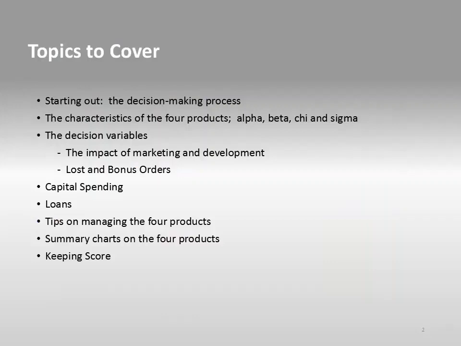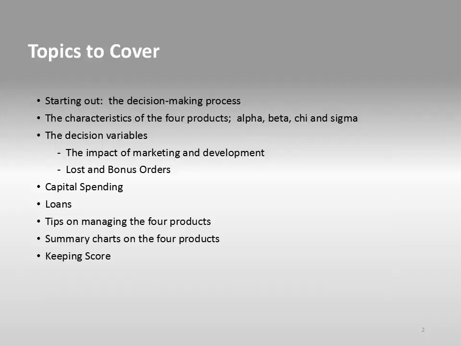The topics that we'll cover are, first, we'll look at the decision-making process, the characteristics of the four products, alpha, beta, chi, and sigma, and then we'll examine the decision variables and take a special look at the impact of two decision variables, marketing and development. There's a special feature of this simulation called lost and bonus orders, and we'll cover that too.